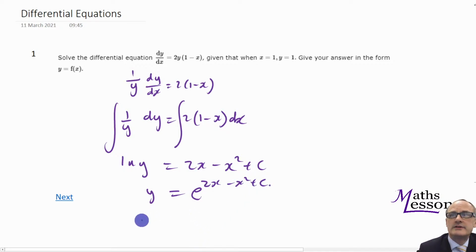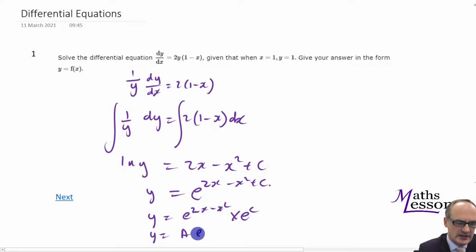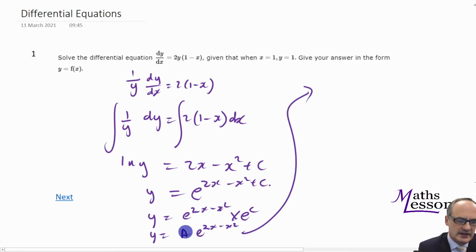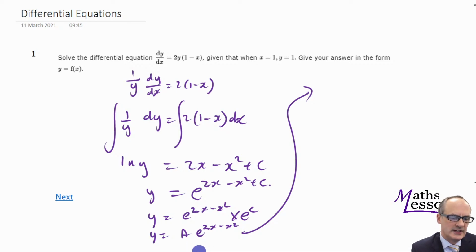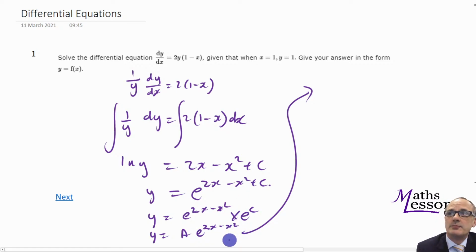Now, what we can realize is this is just the same as y equals e to the 2x minus x squared times e to the c. Now, e to the c is just another constant, so we could just write that as a times e to the 2x minus x squared. Ironically, that doesn't actually save us anything when we come to get our final equation out, and we end up putting it back in, but generally that's the way we go about doing these. That's why I've shown you that at this stage.